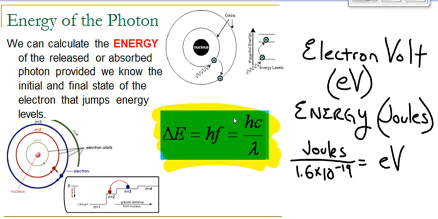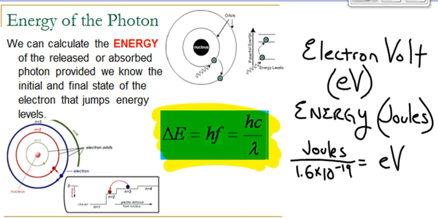E is equal to h times f. h is a constant that is going to be given to you, so don't worry. It is called Planck's constant. And the value for Planck's constant is 6.63 times 10 to the negative 34th. And once again, you don't have to memorize that. It's going to be given to you.